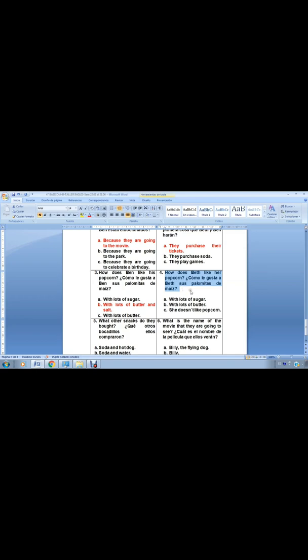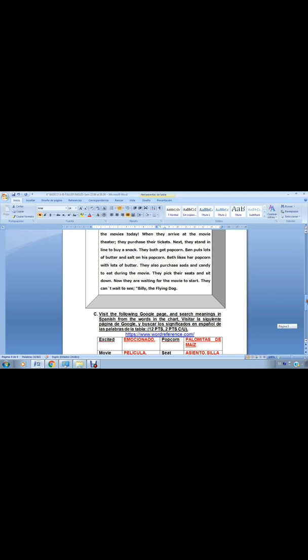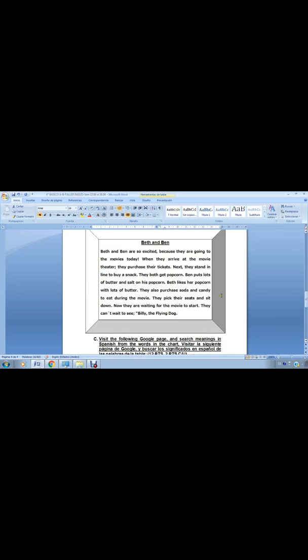How does Beth like her popcorn? ¿Cómo le gusta a Beth sus palomitas de maíz? Letter A, letra A, with a lot of sugar, con mucha azúcar, with a lot of butter, con mucha mantequilla, or letter C o letra C, she doesn't like popcorn. A ella no le gustan las palomitas de maíz. Let's see in the text. Vamos a ver en el texto.